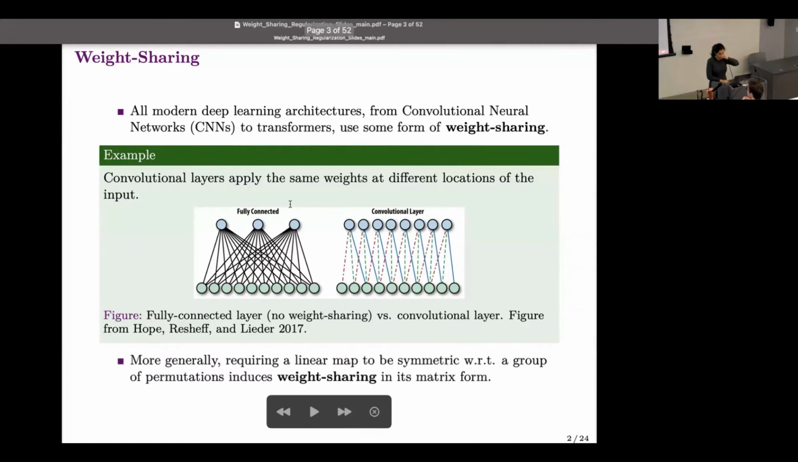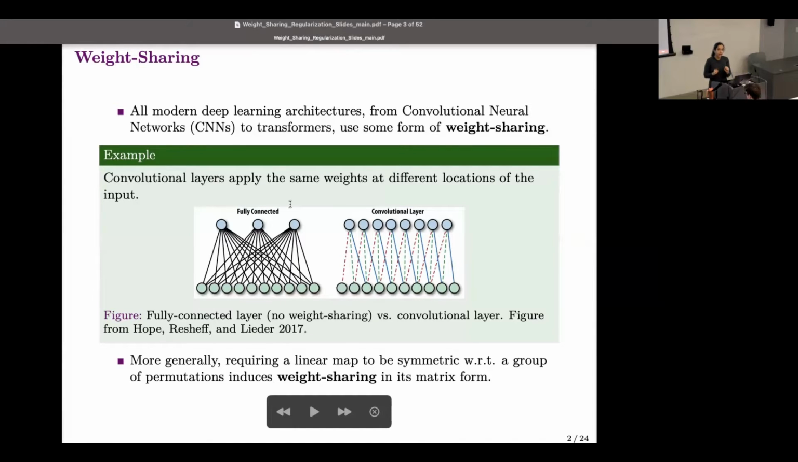This is from the practical point of view, but also theoretically, there are results that prove that requiring a linear map to be symmetric with respect to the permutation group induces weight sharing in the matrix form of the network. So it was proven theoretically and practically that weight sharing is important to have in a neural network.